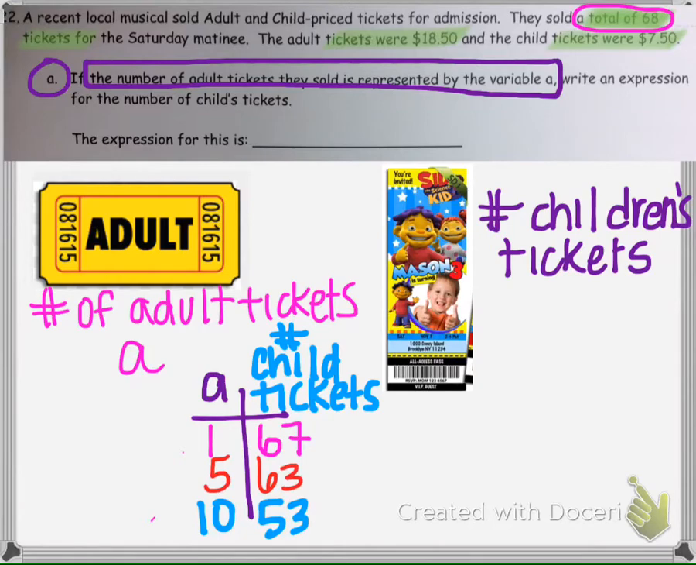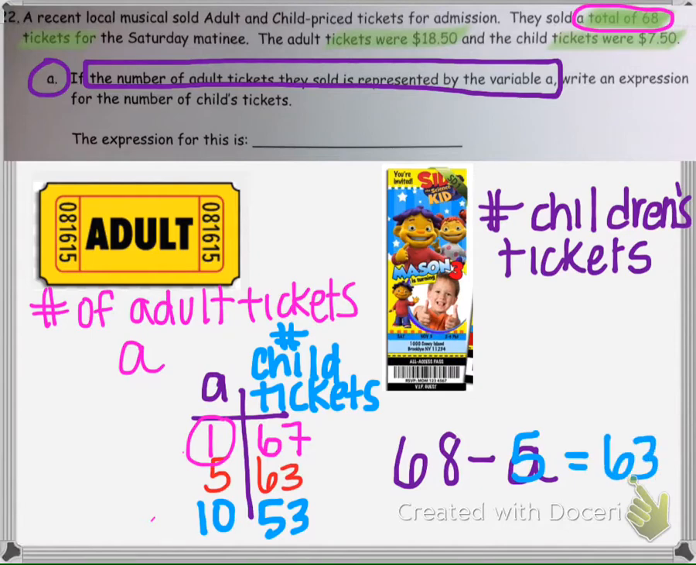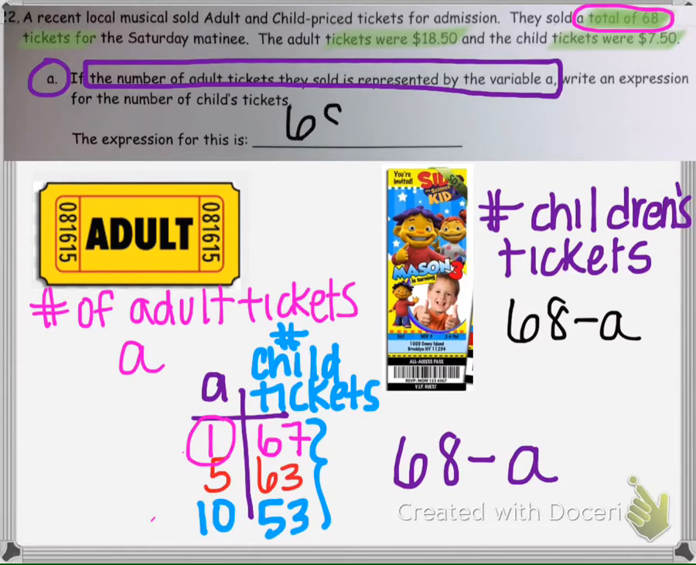So we take the number of adult tickets and subtract it from 68. If we take this 1 right here, 68 minus 1 is 67. If we had 5 adult tickets, 68 minus 5 is 63. That's how we would get that number there. So our expression to figure out these numbers in this column is 68 minus A. The number of children's tickets is represented by 68 minus A. So that is part A.